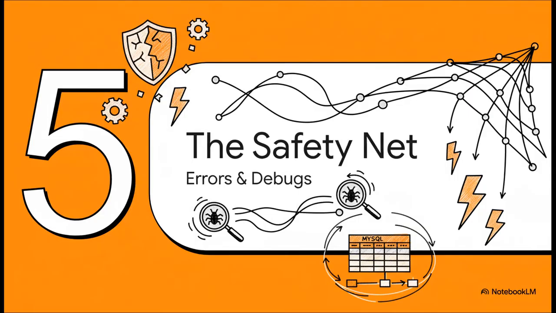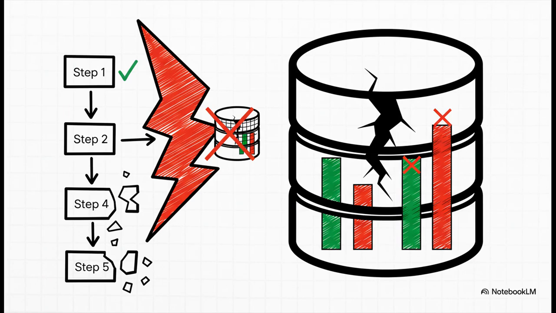So we've built this powerful program, but let's be honest, even the best code can break. In this last section, we're building a safety net. We're going to learn how to plan for errors, handle them without crashing, and figure out how to find those pesky bugs.